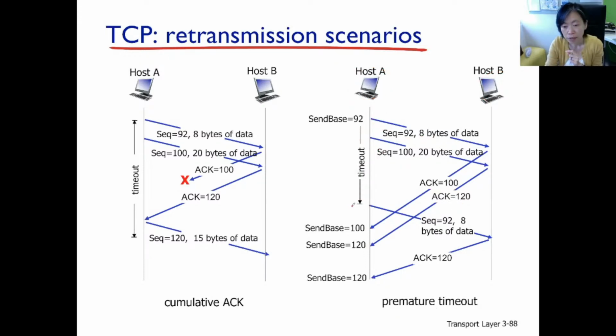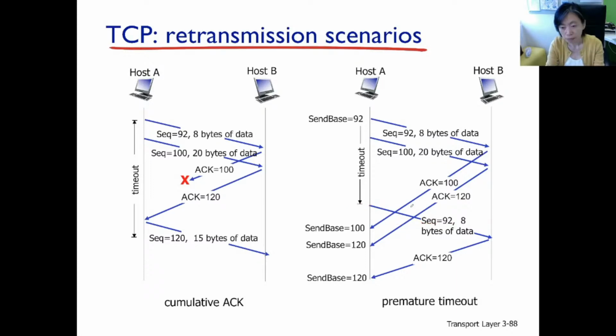So first, the timer occurred here. Therefore, a timeout event in the TCP sender triggers. Therefore, we retransmit all the packets in flight. So sequence number 92 will be retransmitted. Sequence number 100 will also be retransmitted.